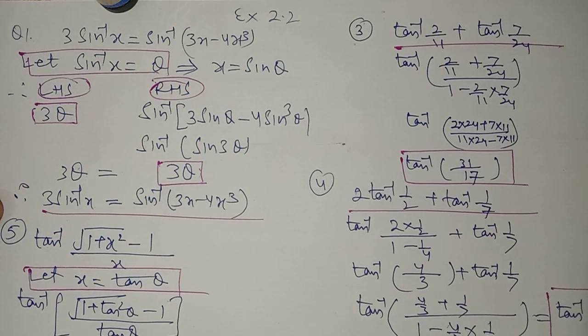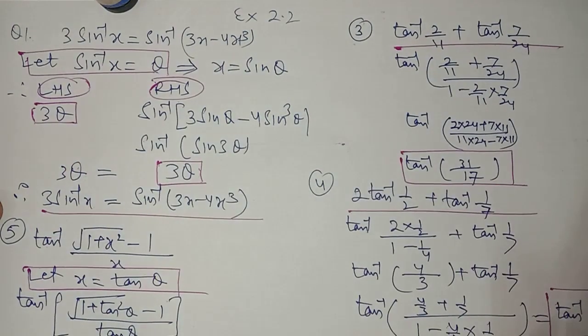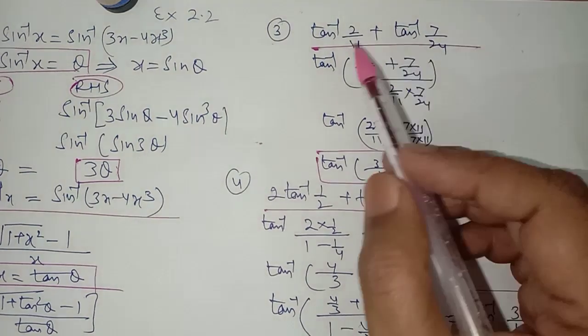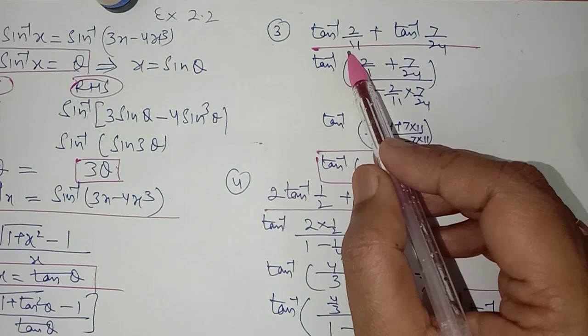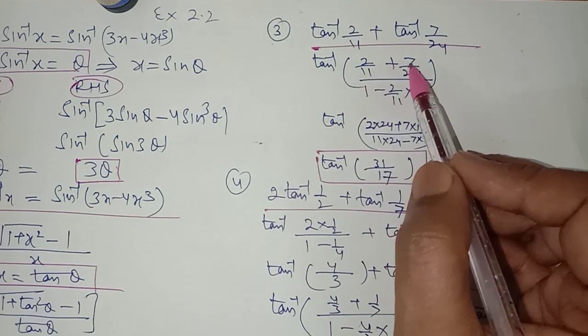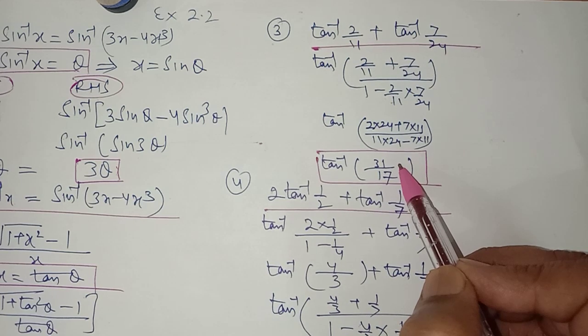Similarly in question number 2, you have to prove that 3 cos inverse x is equal to the right hand side. Question number 3, you simply have to use the formula for tan inverse x plus tan inverse y. So what is the formula? Tan inverse x plus y upon 1 minus x into y. Simplify, and you will get the right hand side.